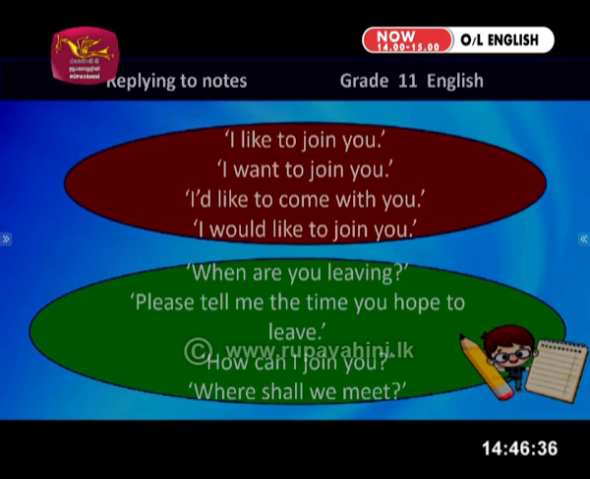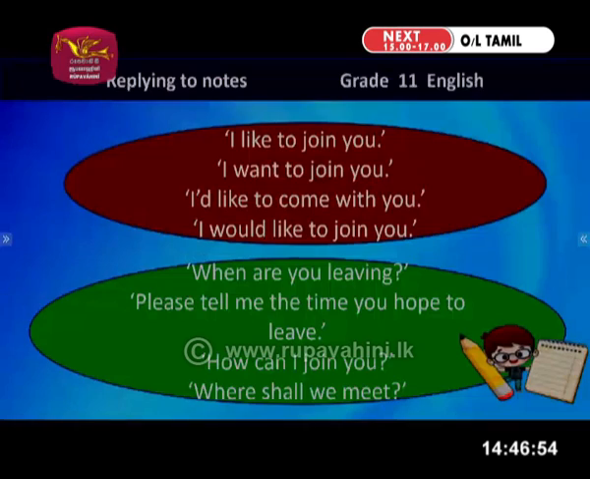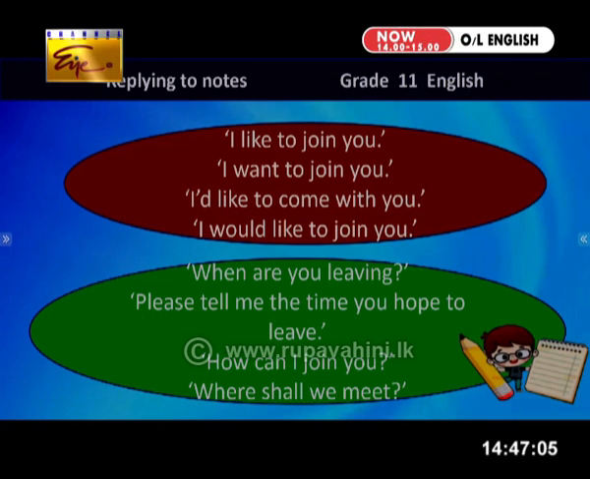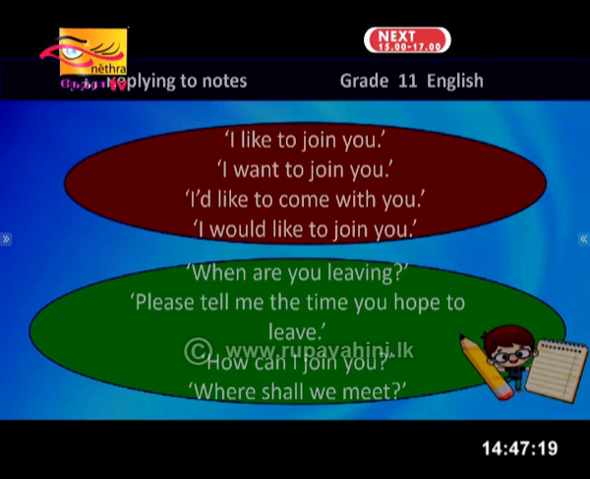Look at the first one. Here are some interesting expressions. Now first you say, Rohan has thanked for his invitation that he received, and now he has to continue writing his note. Okay? So he can use one of these expressions such as, I like to join you, I want to join you, I'd like to come with you, I would like to join you. So, can you remember in the note it was mentioned, do you like to come or would you like to join? So, remember the question and according to the question, choose your answer from here.